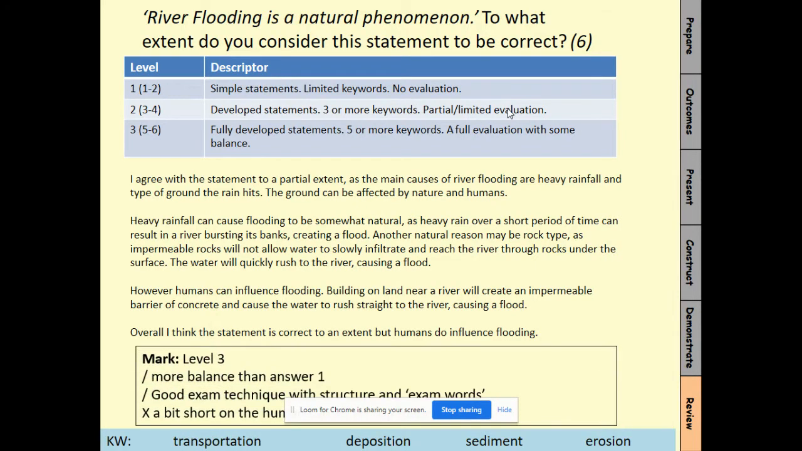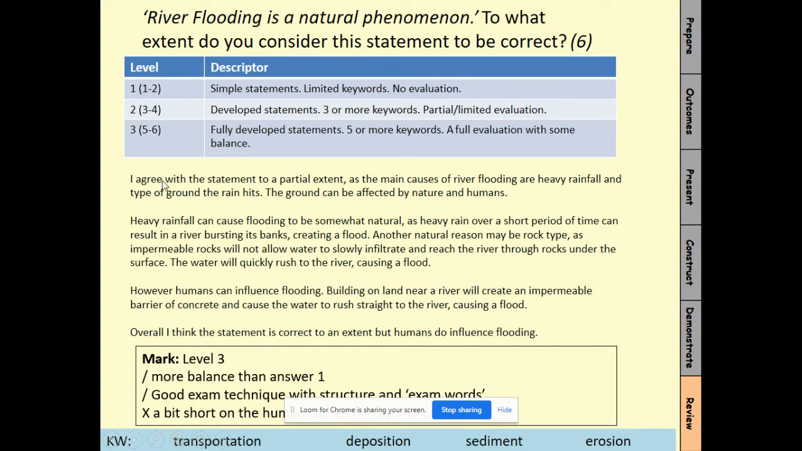Okay, this answer's level 3 because it's got the balance, it's got the human and the physical, or the natural. It talks about building on land. I'd like him to mention urbanisation, but as it says at the bottom here, a bit short on the human element. It doesn't really talk about the processes as much. But heavy rainfall, it's got really good, lots of keywords in there.